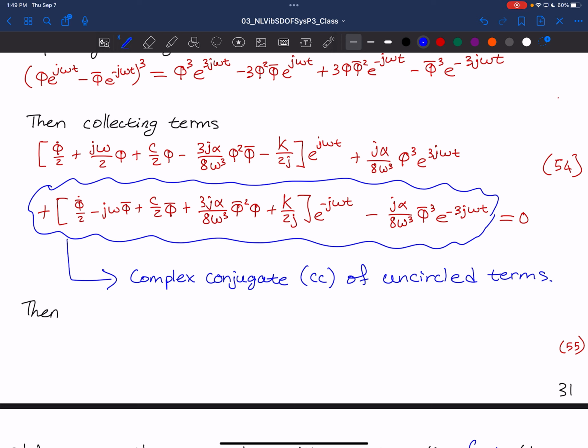You might want to just keep all the terms, and then once you find something like this and you recognize, oh wait, these two terms are just the complex conjugate of the uncircled ones, then you can lump them into the CC. With that, we are going to be done.